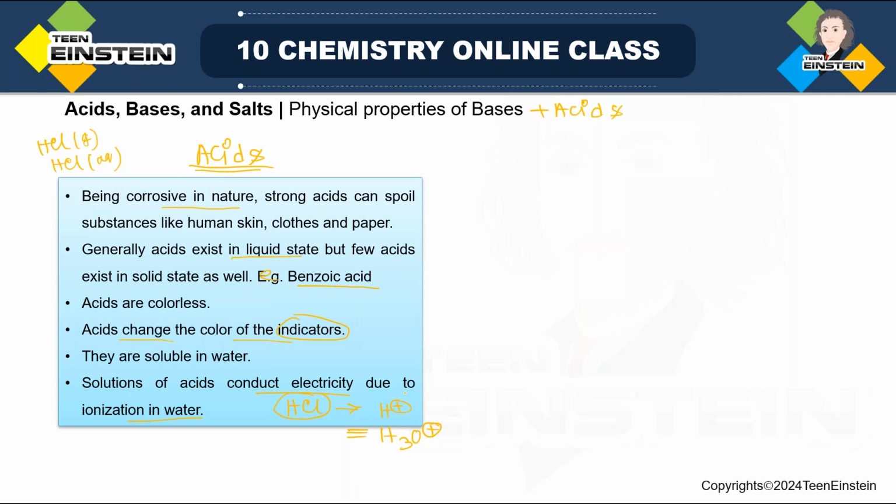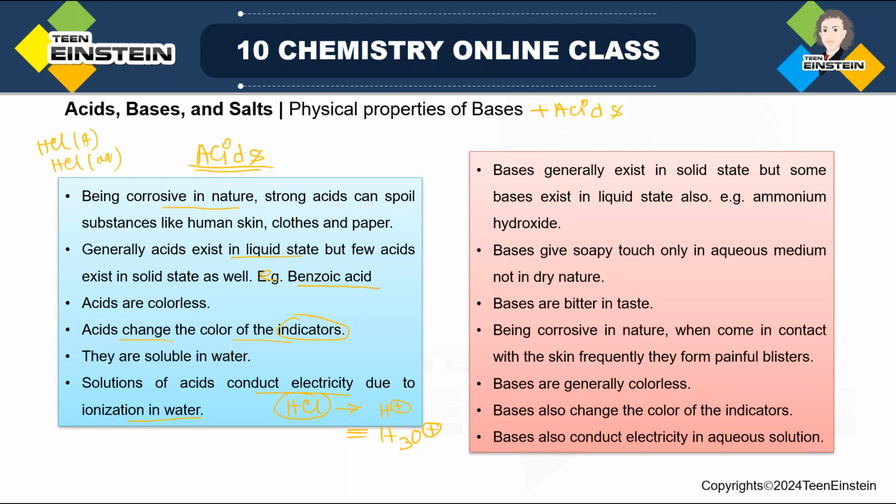Suppose you have taken HCl in water and there is no ionization, then there is no H3O+, no OH-, then how can you expect electricity? So there is formation of cation and anion, and that is why it is conducting electricity. Okay, so these are the physical properties of acid. Then we will see the same for bases.